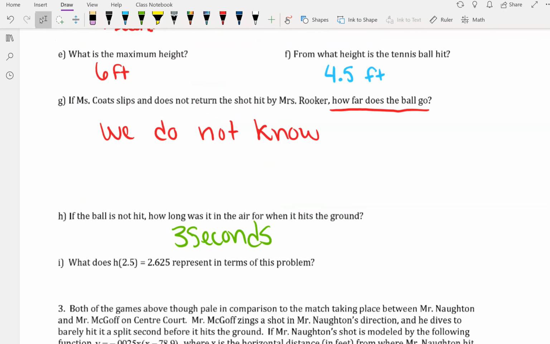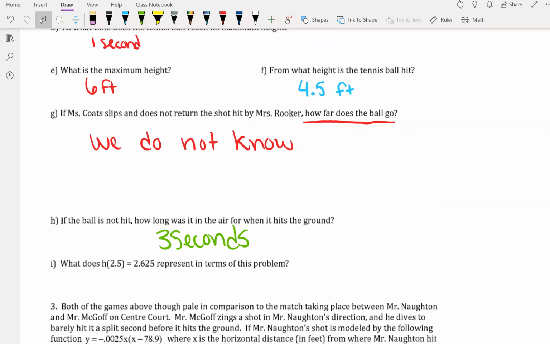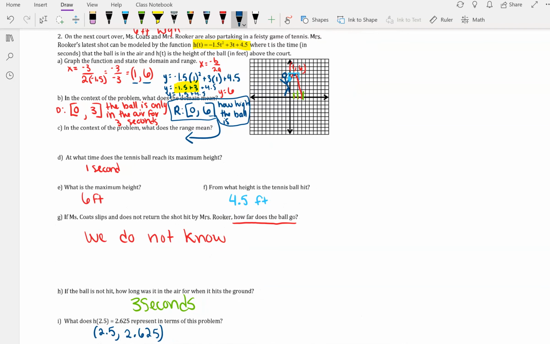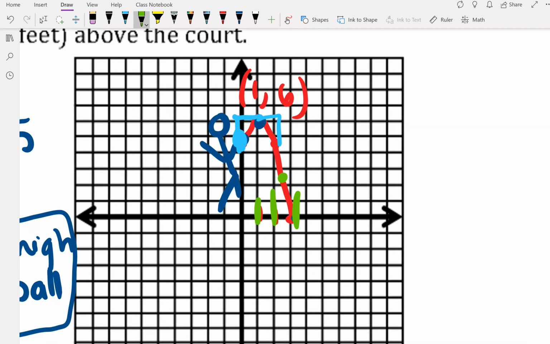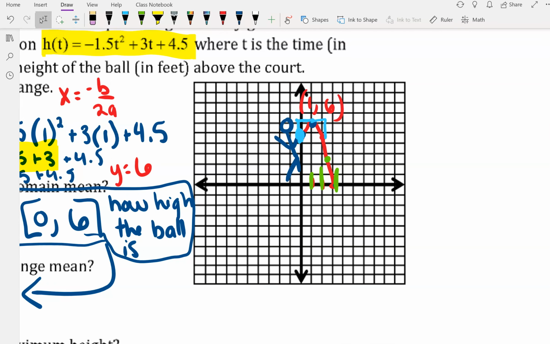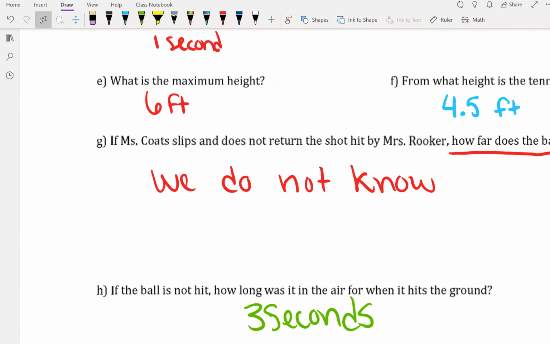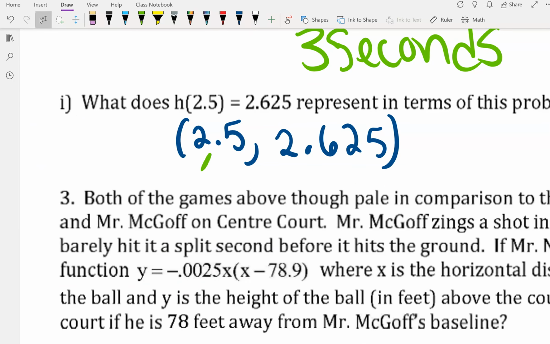All right, and then these are some ugly numbers, but basically this is just the coordinate (2.5, 2.625). So let's graph that coordinate, 2.5, comma 2.625. So that's somewhere about here. Remember, the x, or I guess the t in this case, was the time, and the y was the height. So this would be the time, and this would be the height.